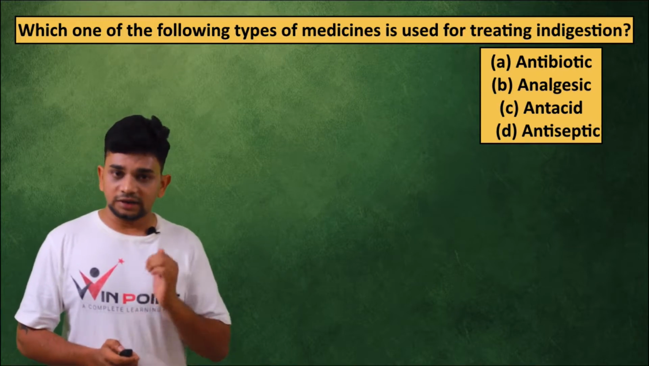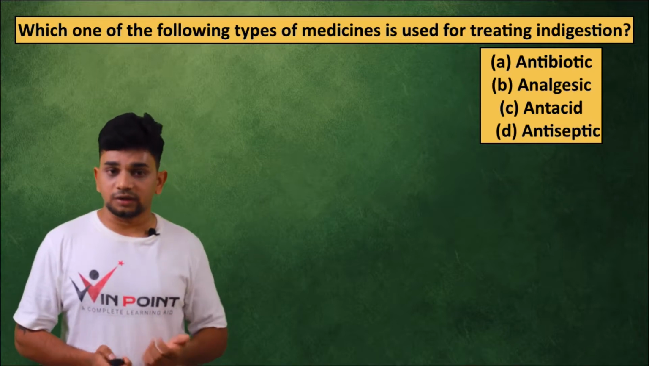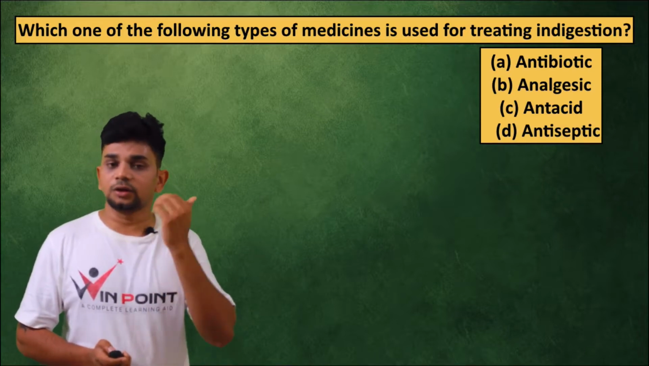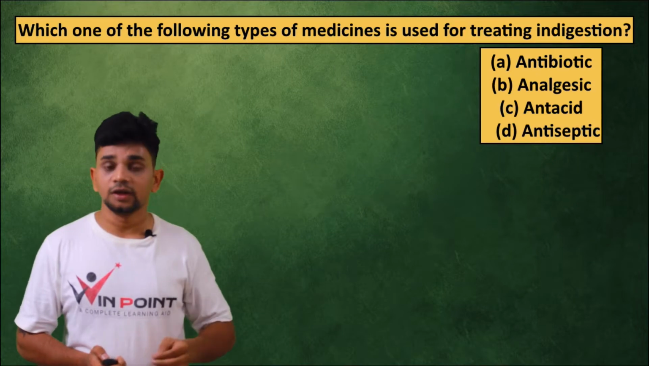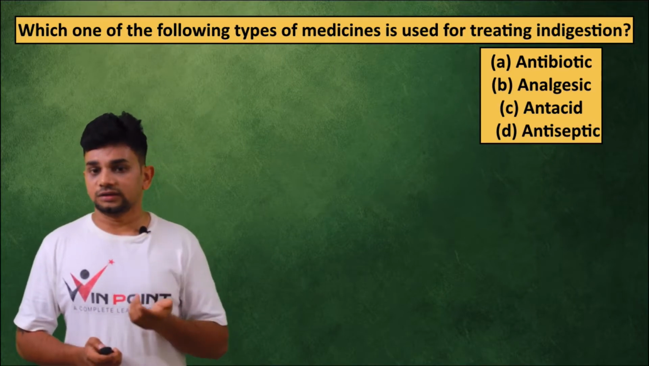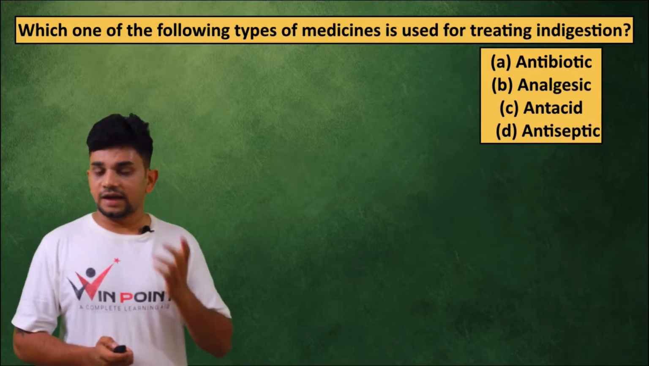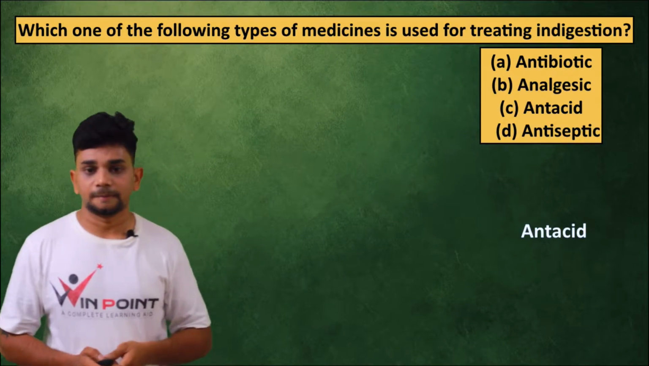Which one of the following types of medicines is used for treating indigestion? At the time of indigestion, there will be production of excess hydrochloric acid in our stomach. So there will be pain and irritation. To get rid of this pain, we need to take an antacid. So the answer is antacid. Here it is given: antibiotic, analgesic, antacid and antiseptic. The answer is antacids.